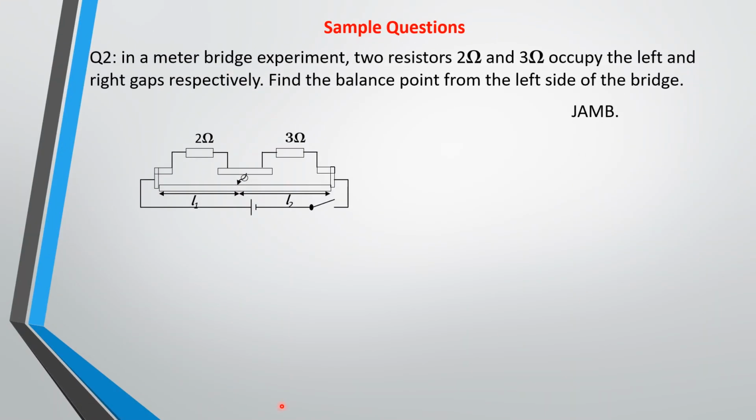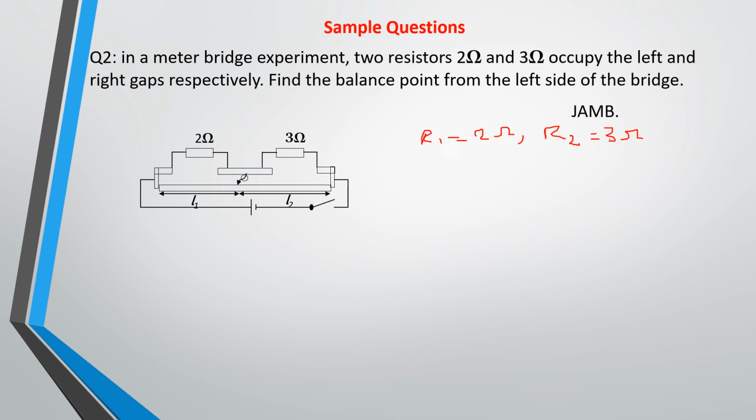This is another sample question. In a meter bridge experiment, two resistors, 2 ohm and 3 ohm, occupy the left and the right gaps respectively as shown here. Find the balance point from the left side of the bridge. So in this question, you are given R1 to be equal to 2 ohm, R2 to be equal to 3 ohm.